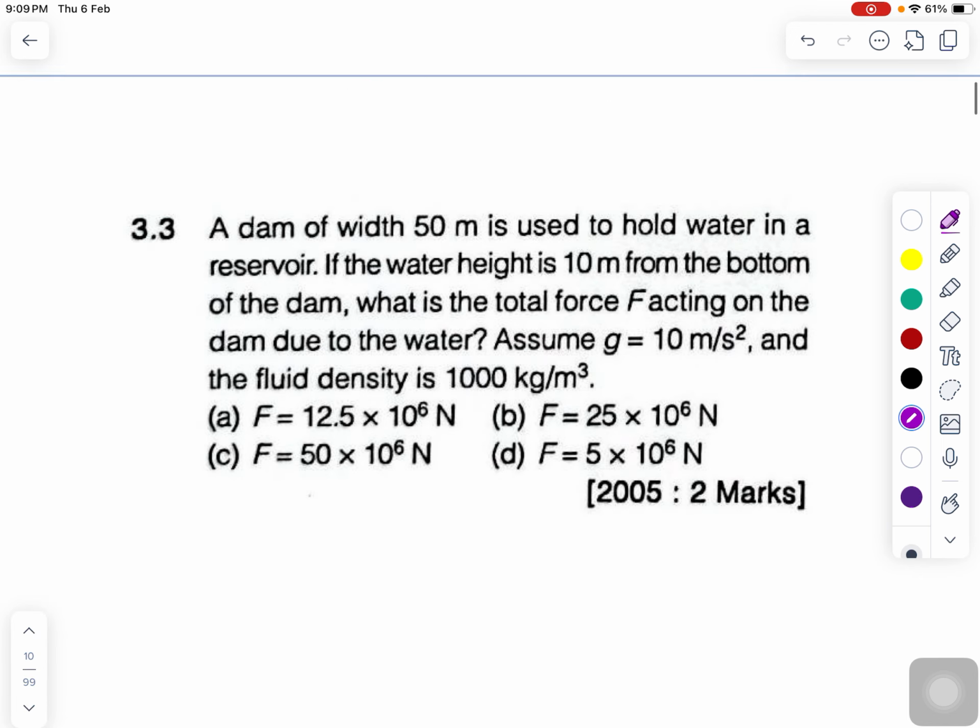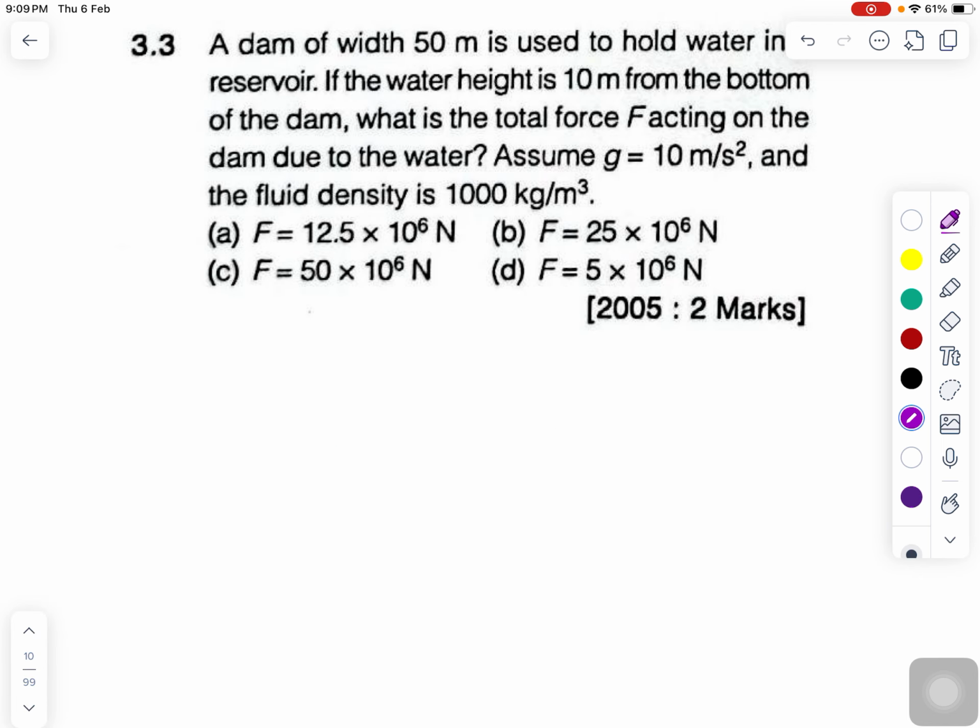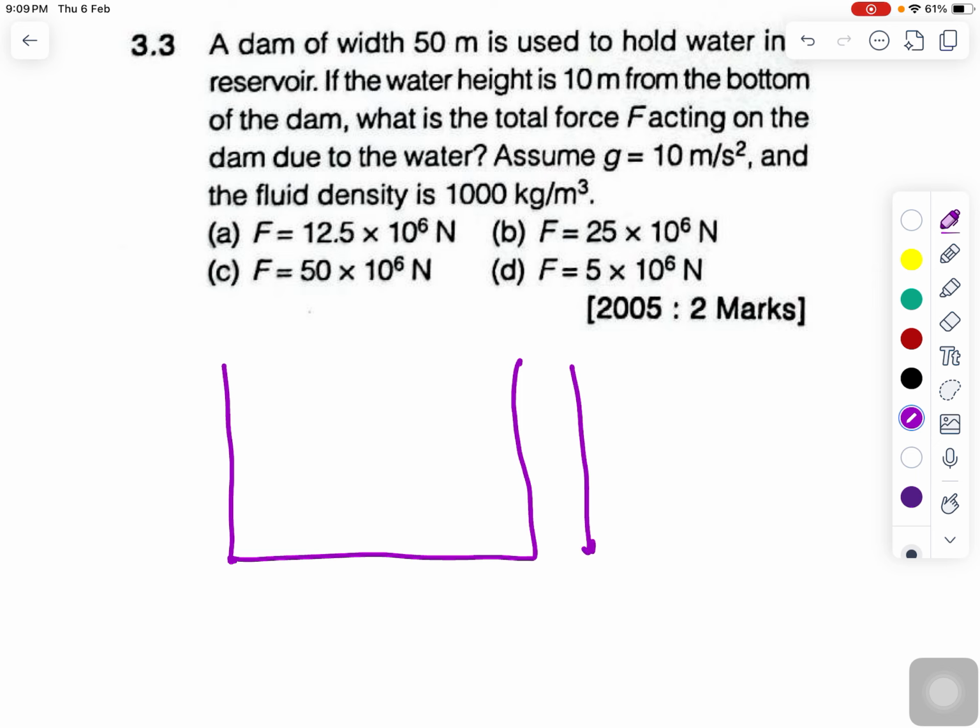Okay, after that I'll be moving towards the third question. In this problem you can see a dam of width 50 meters and height 10 meters. So this height is 10 meters, and the width will be along this direction.